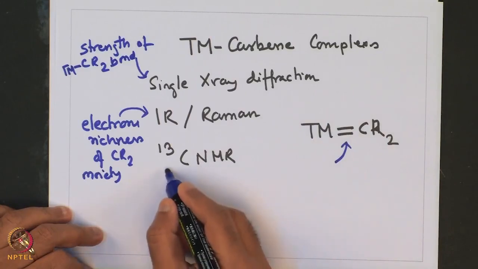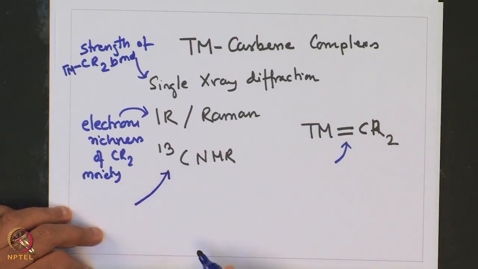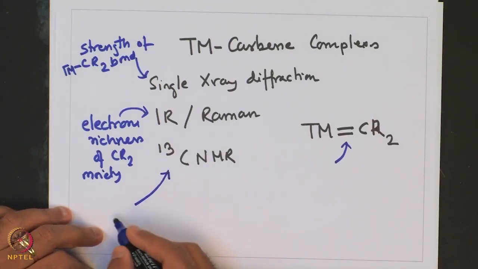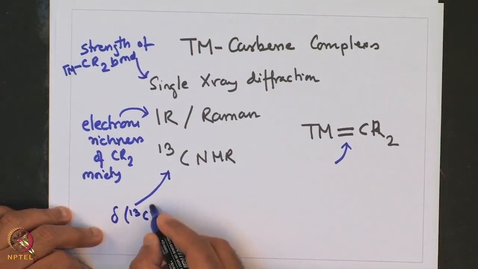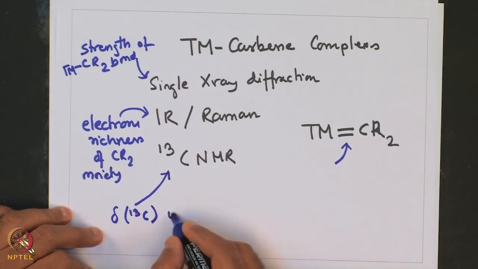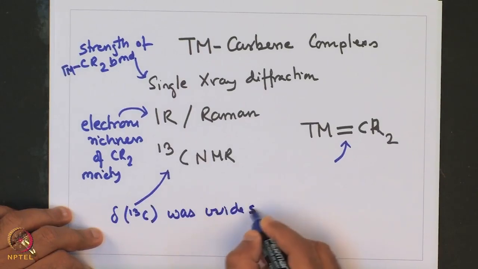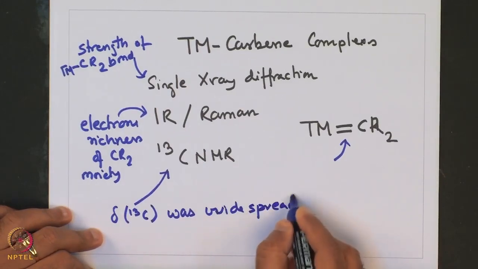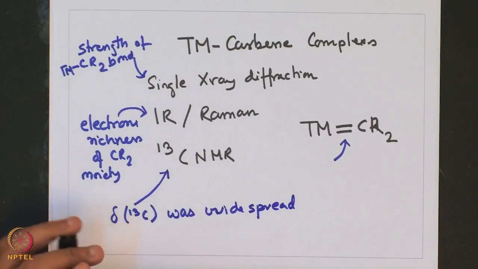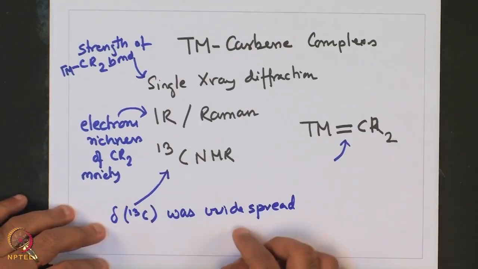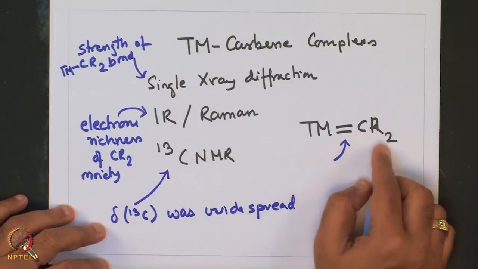Similarly, we had also looked at the chemical shift in the carbon NMR, which was widespread. The chemical shift of carbon NMR was widespread, and that did not provide any indication as to the reactivity of the type of the carbenes that are studied.